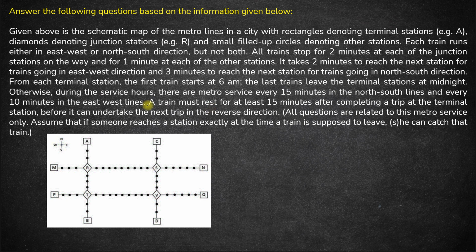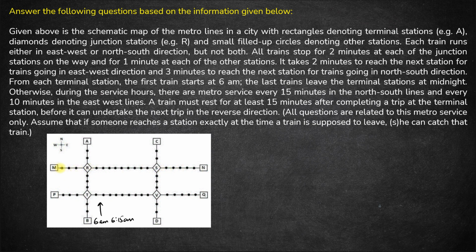Otherwise, during the service hours, there is metro service every 15 minutes in the north-south direction and every 10 minutes in the east-west direction. So in the north-south direction, let's talk about terminal B. The first train starts at 6 AM towards A. And in the north-south direction, there is a train every 15 minutes. So the next train starting from B will be at 6:15 AM. The train after this will be again 15 minutes after 6:15, at 6:30 AM. The next train starting from B will be at 6:45, and then 7, then 7:15, and so on.